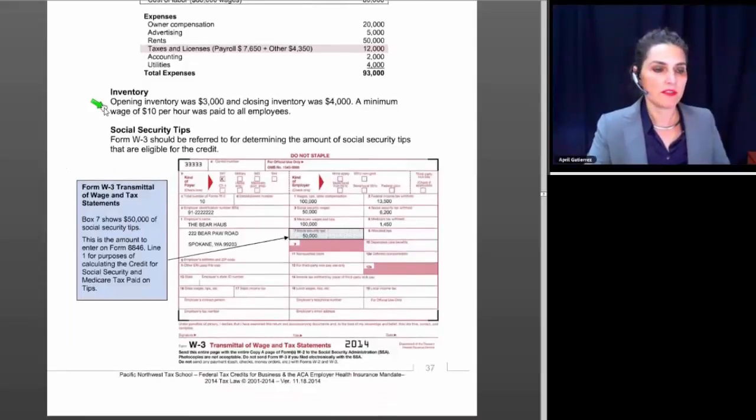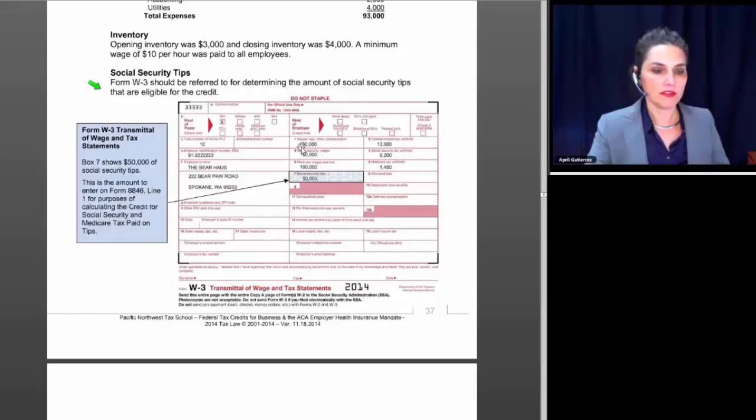Now, other wording in the problem shows that opening inventory was $3,000 and closing inventory was $4,000. Sam paid a minimum wage of $10 per hour to his employees during the year. And again, we have the W-3 here. The other piece of information to look at is that you can see line 1 or box 1 shows wages of $100,000, and that is being broken between two component parts: Social Security wages paid and Social Security tips.